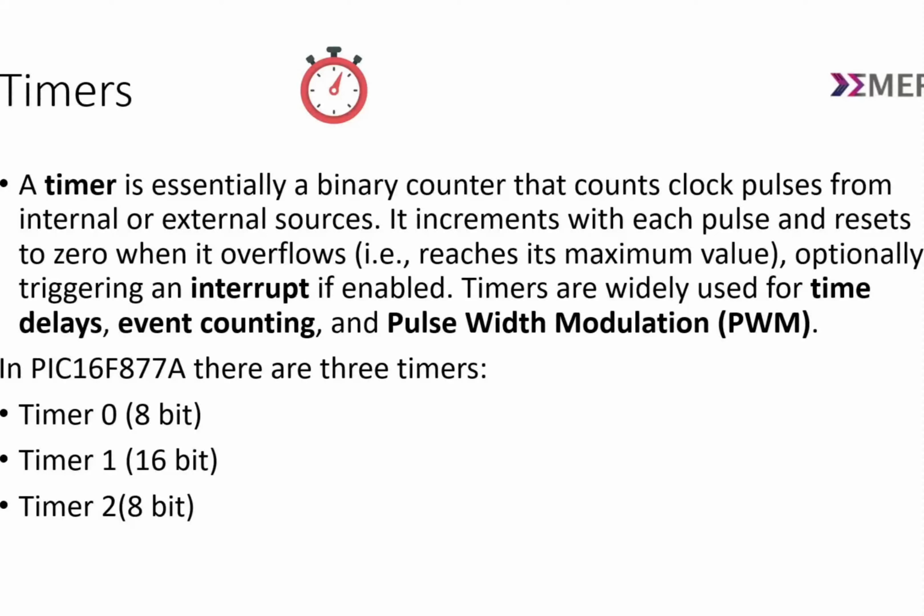Next we can go to timers. A timer is an essential binary counter that counts clock pulses from internal or external sources. It increments with each pulse and resets to 0 when it overflows, optionally triggering an interrupt if enabled. Timers are widely used for time delays, event counting, and pulse width modulation. As I have said, in the PIC 16F877 microcontroller, timer 0 is 8-bit. You can see here timer 0 is an 8-bit timer and timer 2 is also 8-bit. Timer 1 is a 16-bit timer.